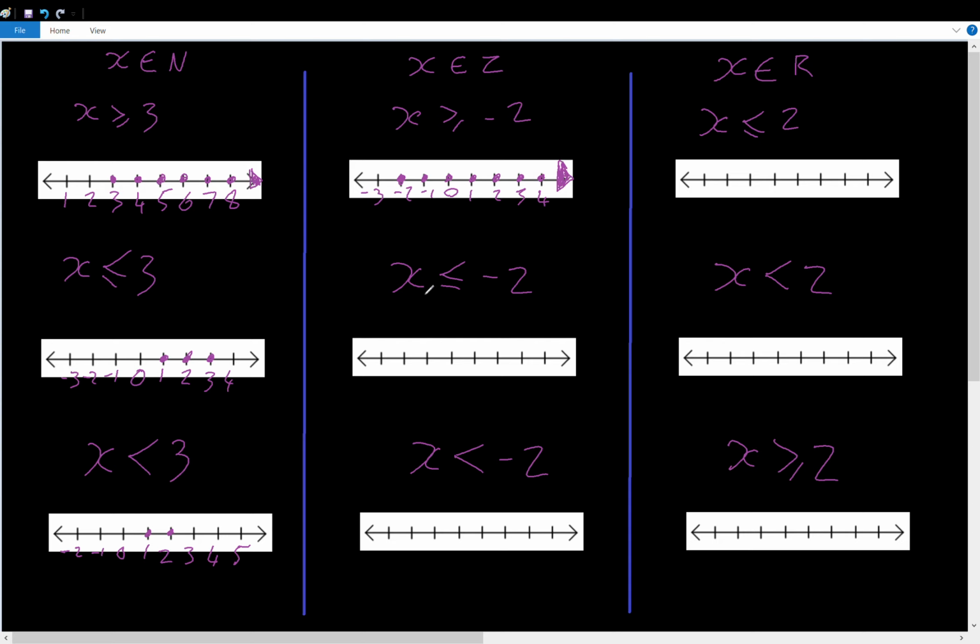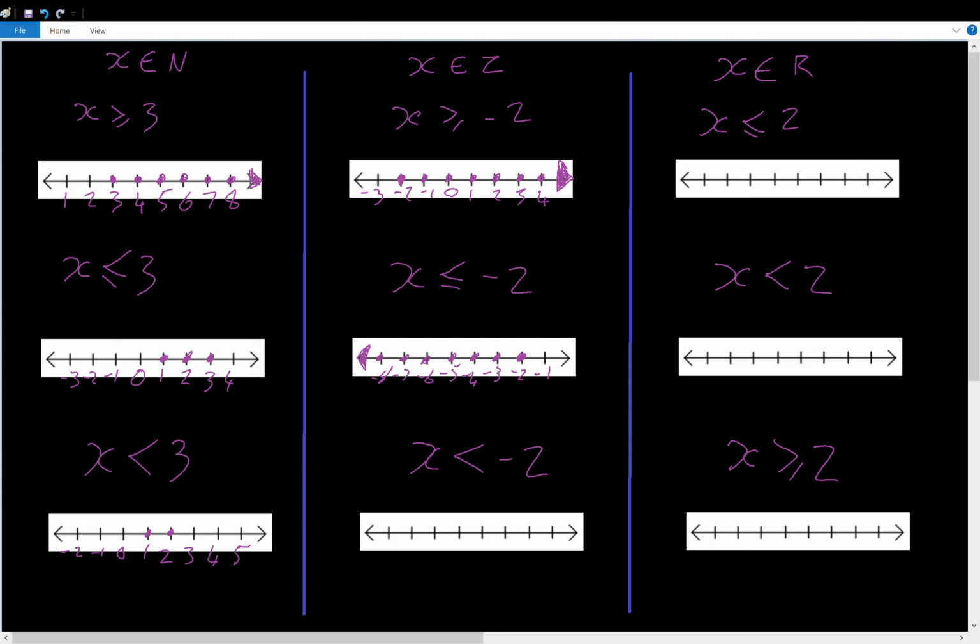Now for the next one then, we've got x is less than or equal to minus 2. So if we start filling this in, minus 6, minus 7, and minus 8. So this time again, we're going to put a dot on top of minus 2 because it's less than or equal to. And this time we're going off to the left. So we're going to put a dot on minus 3, minus 4, minus 5, minus 6, minus 7, minus 8. And then again, we fill in our arrow down the end to indicate that the pattern continues onward.